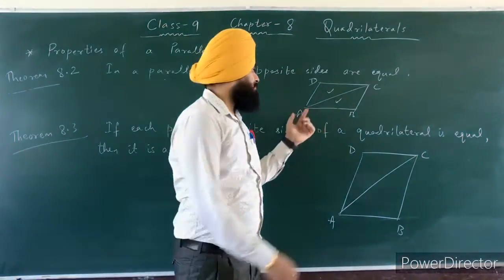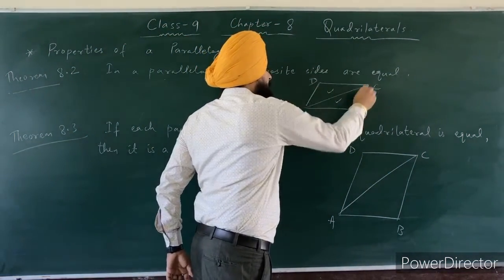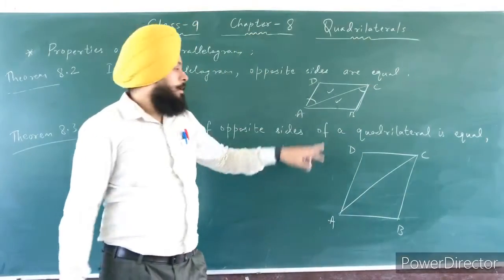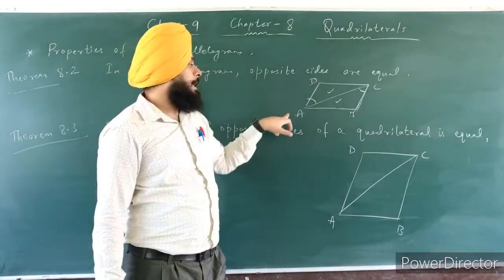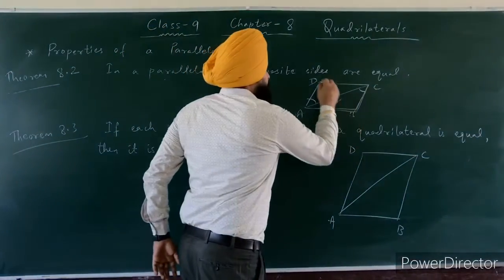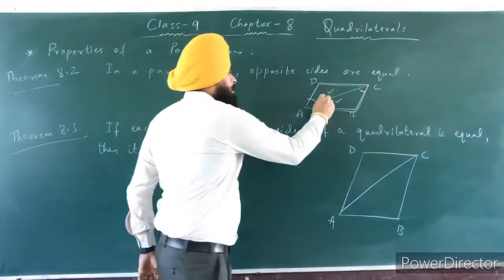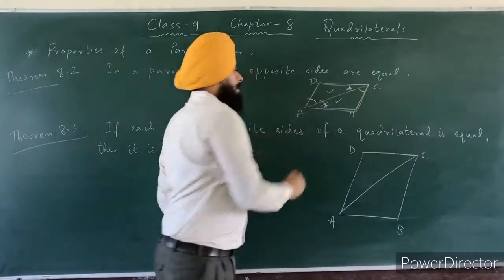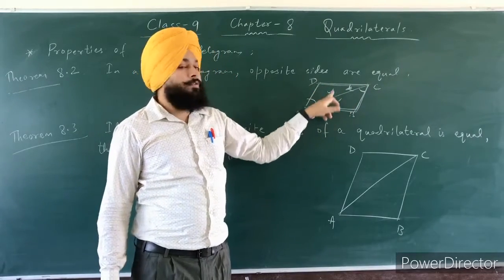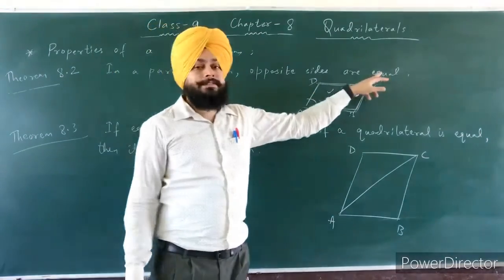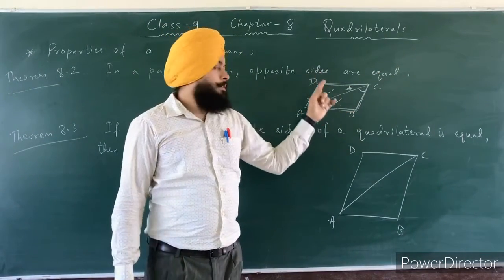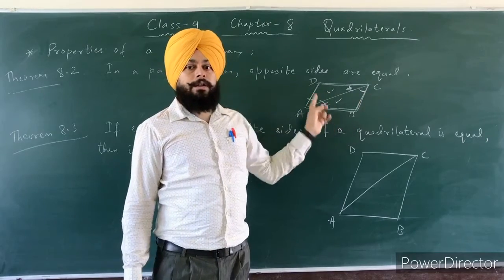So first part is, if BC is parallel to AD, and this is a transversal, then this pair of alternate angles are equal. Angle BCA is equal to angle DAC, pair of alternate angles. Second, AB is also parallel to DC. Again this angle is equal to this one. Angle BAC equal to angle DCA. This is again a pair of alternate angles. And third, AC is common in both of these two triangles. That's why by ASA, triangle ABC is congruent to triangle ADC.